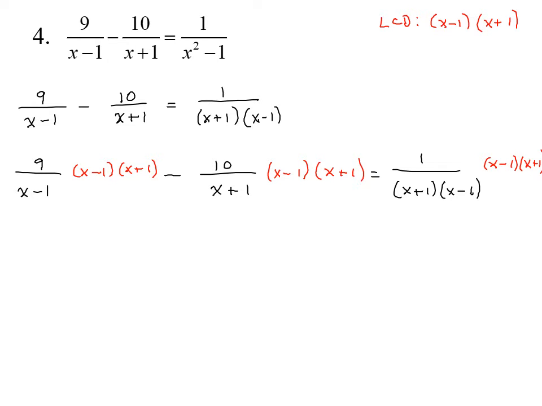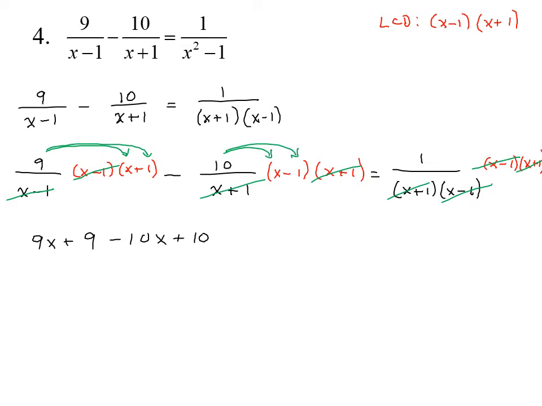So once I multiply it on every one of them, all the fractions should cancel. The x minus 1 cancels the x minus 1. The x plus 1 cancels the x plus 1. And on the last one, they both cancel completely, which is kind of nice. So all you're left with is this 9 that gets multiplied by the x and the 1. And notice this is a negative 10 that will get multiplied across on the x minus 1. So I'm left with 9x plus 9 minus 10x plus 10. Negative 10 times negative 1 is positive 10. And on the right-hand side, all you're left with is the number 1.